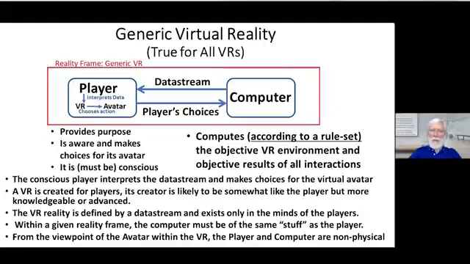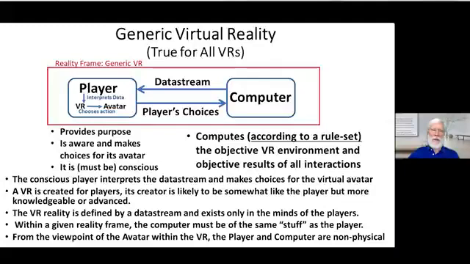Now, what you see is that there's only two main components here. There's a player and there's a computer. Well, the way it works is that the computer creates a data stream. The data provides something that a player can decode into information. So here we have a reality frame, generic virtual reality. We have two elements inside this reality frame, a computer and a player. The computer sends a data stream to the player. The player now interprets that data to be a virtual reality.